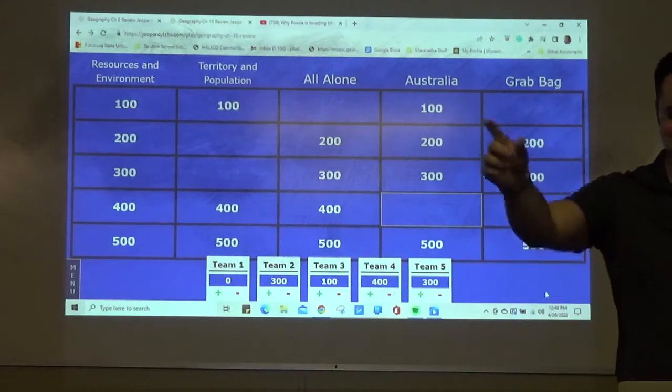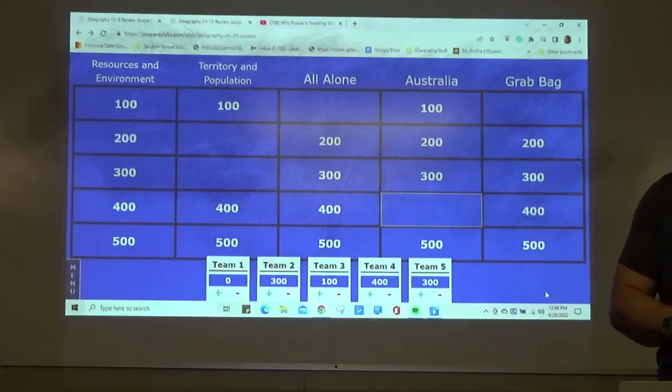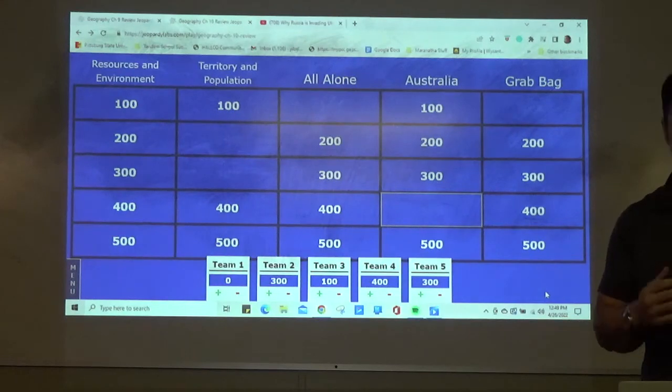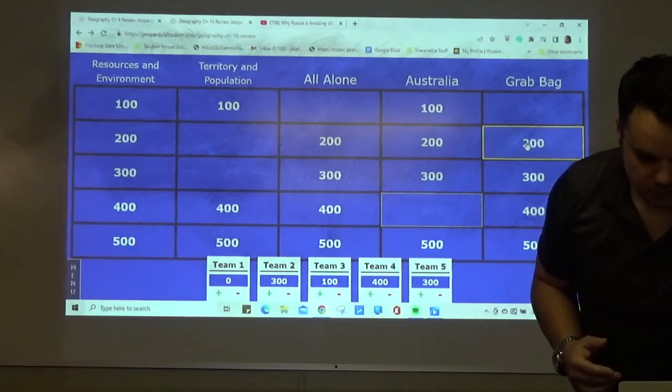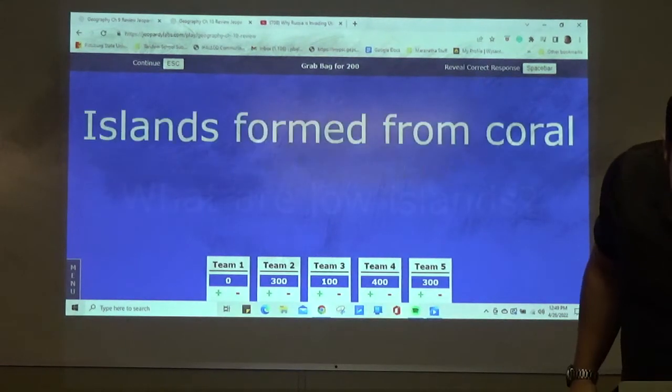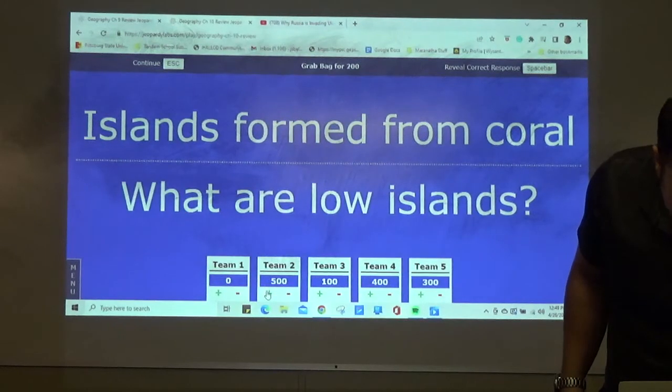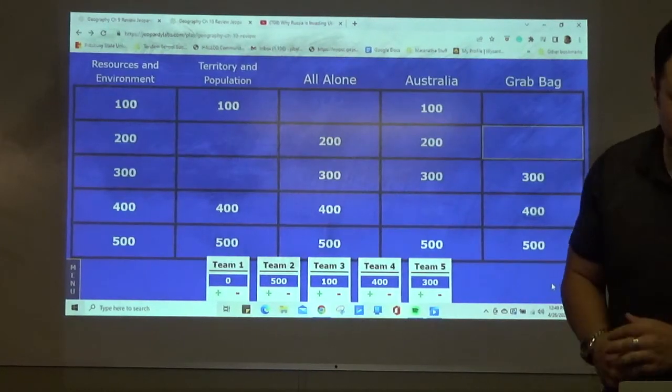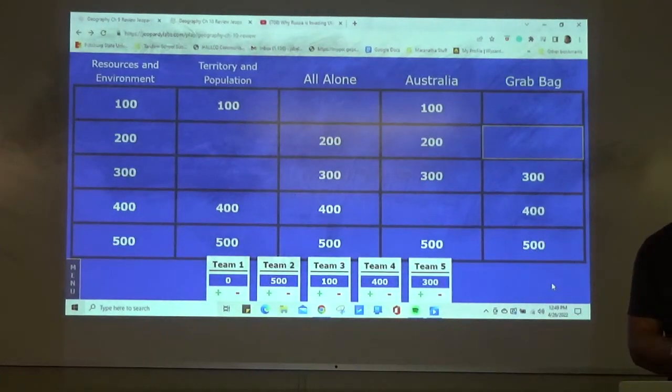Okay, team 4, go ahead. Grab bag 200. Islands formed from coral. Yes. Low islands, very good. Team 1, feel free to start playing whenever you want. Team 2 kind of started to be last week. Well, that's true. Come on, more time than that.